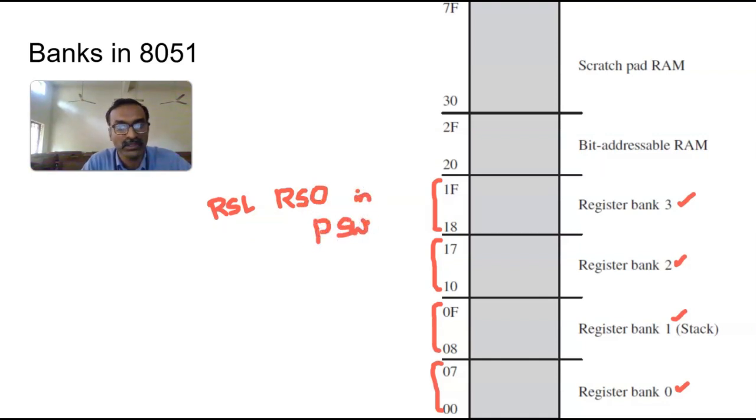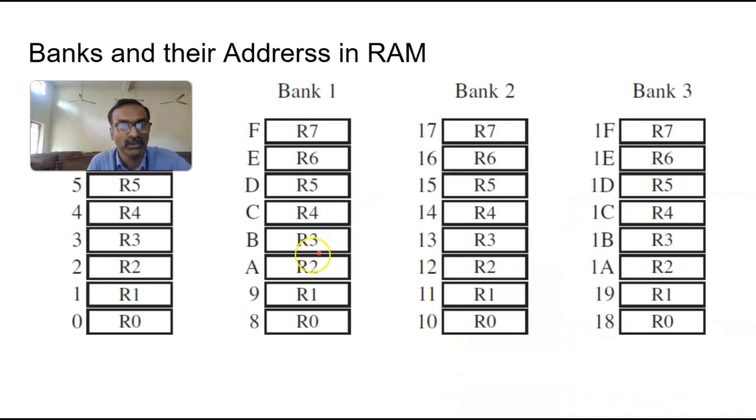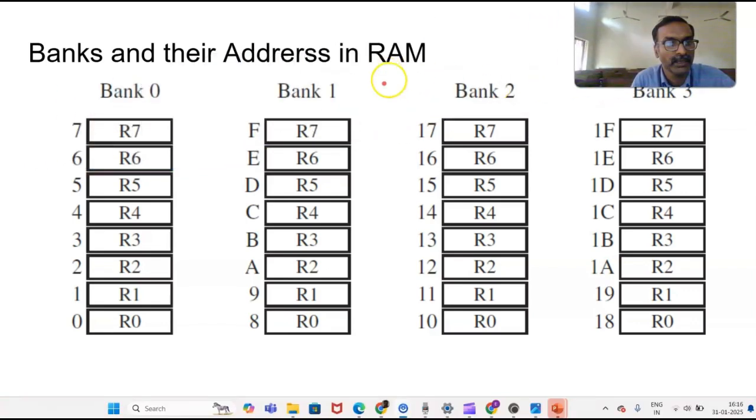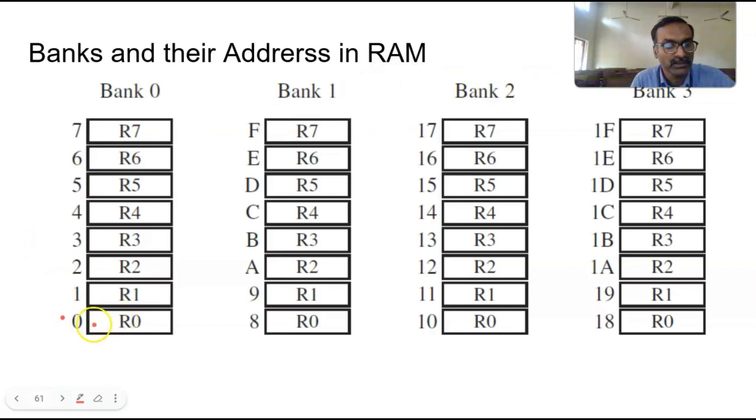That is why we are going to see this topic. Now you can see the address of each bank and the registers. So in bank 0, you can see R0 has an address 0, R1 has an address 1, R2 has an address 2 and so on. Bank 1, the starting address is 08, 09, 0A, 0B, 0C, 0D, 0E, 0F and so on.